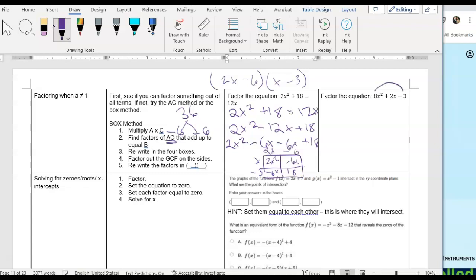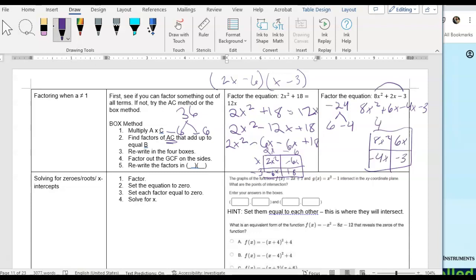All right, let's try this one. A times c is negative 24. Factors that multiply to give us negative 24, but add to give us positive 2 are going to be a positive 6 and a negative 4. They multiply to give us negative 24. They add to give me positive 2x. I'm going to rewrite my equation. 8x squared plus 6x minus 4x minus 3. And then we're going to reverse factor. So 8x squared, 6x minus 4x minus 3.